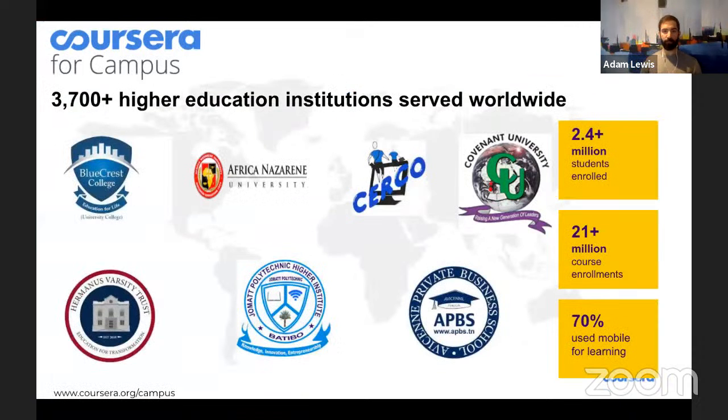So just as a frame for Kerry's conversation, we work with almost 4,000 higher education institutions worldwide. As you can see, a lot of them are in the African continent. So it'd be great to hear Kerry and Dr. Anand talk about what this means in practice.